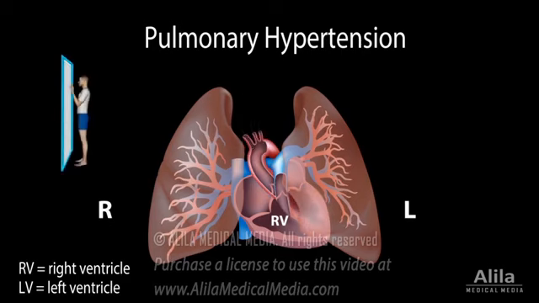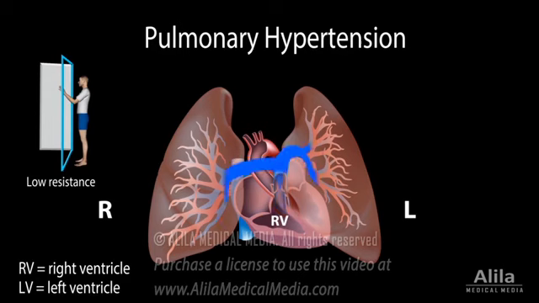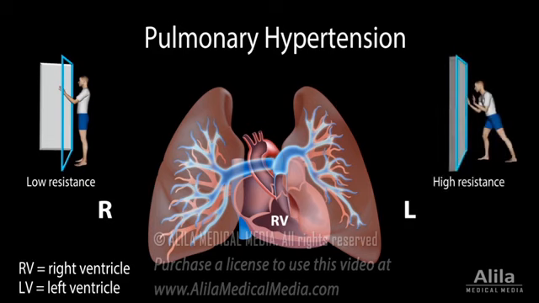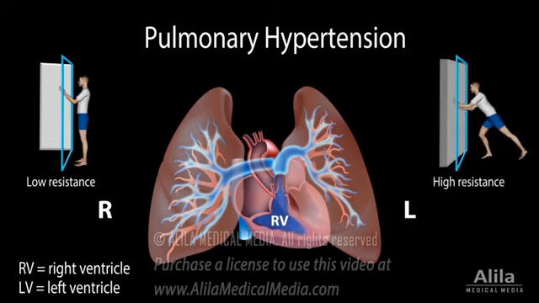Normally, the right ventricle pumps against a low-resistance pulmonary circuit. Increased blood pressure in the lungs results in a greater resistance. The right heart must work harder to push blood through pulmonary arteries. This causes the right ventricle to thicken, enlarge, and eventually fail, a condition known as right-sided heart failure.